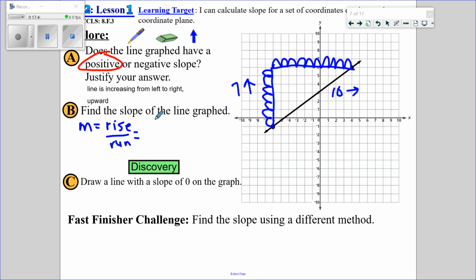So I go back. My rise means did I go up or down? I went 7 up, so it's positive. My run is left to right. I went right, so it's 10 positive.